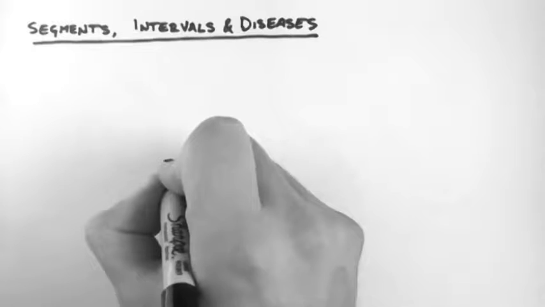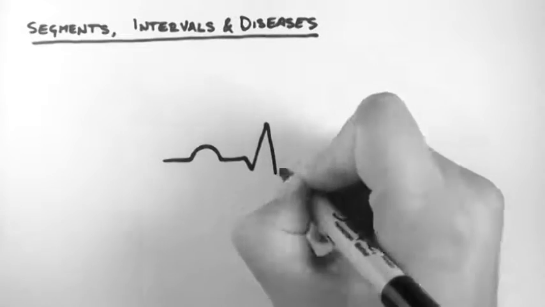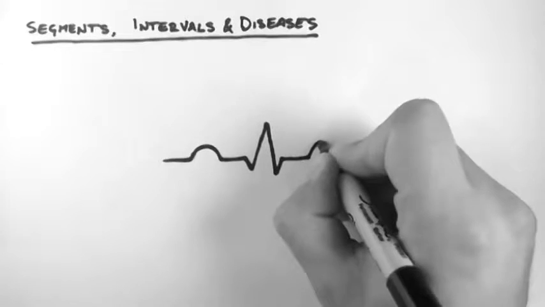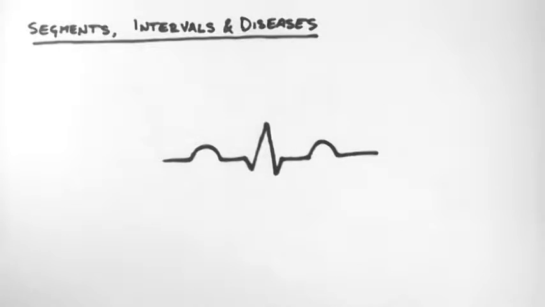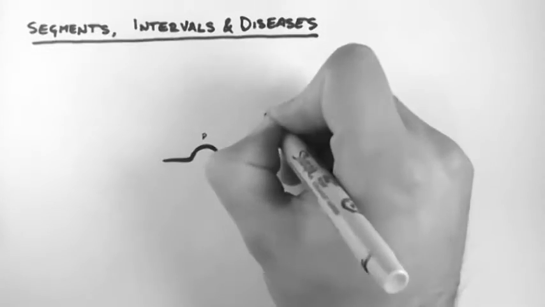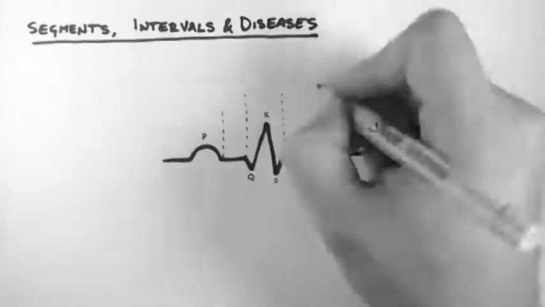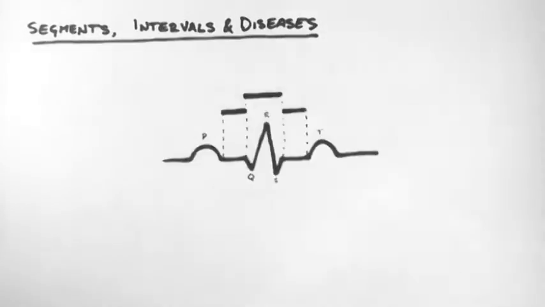So first of all, I'm going to draw up a standard ECG trace. This trace is typical of lead 2. Now I'll label the waves. And now I'm going to split the ECG up into its segments and intervals.